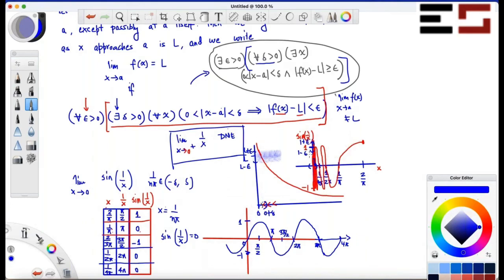You can also show that any number above 1 is not the limit, and any number below -1 is not the limit. That's kind of immediate, but by using this kind of argument, you'll be able to show that no number is a limit. Have you all understood this? And therefore we are going to say that this limit does not exist.